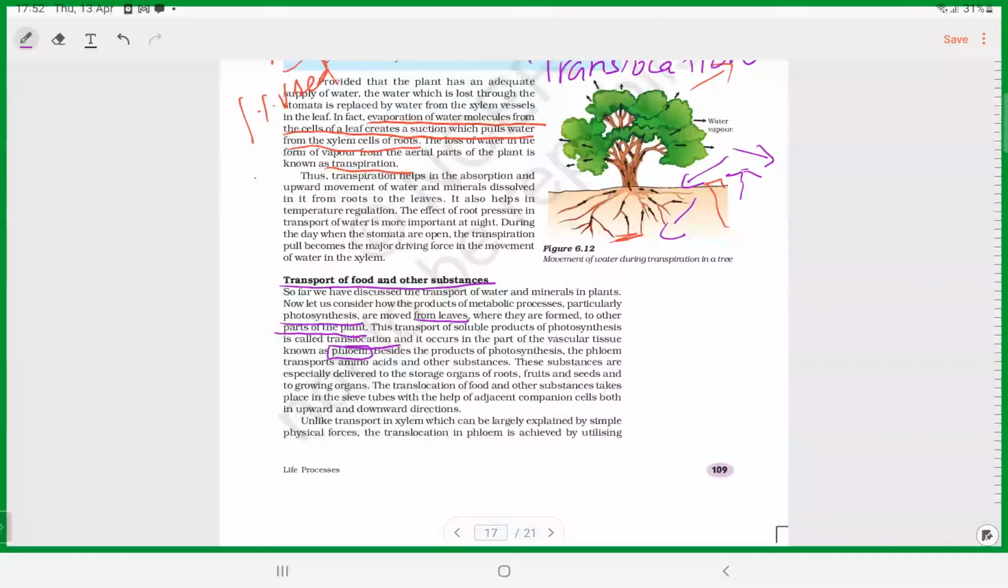In your class 9, I think you would have studied tissues of plants. So, xylem components and phloem components support the transportation in plants. Is it clear? Transportation in plants.